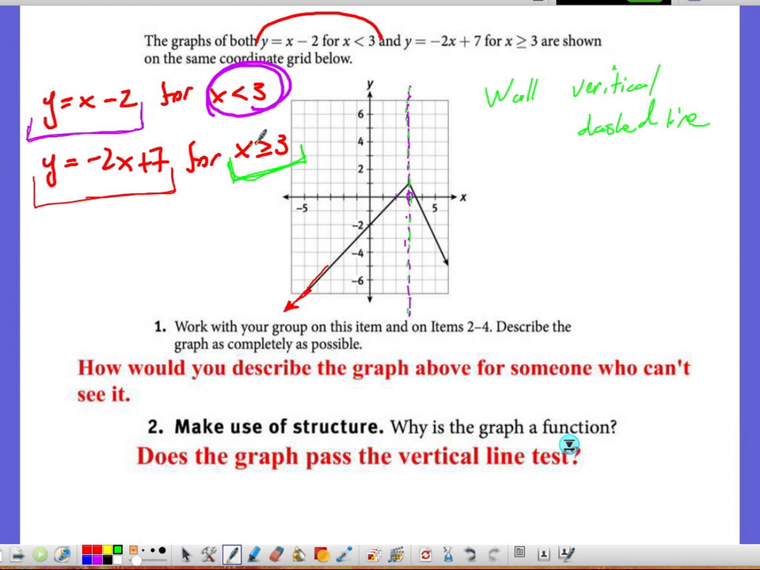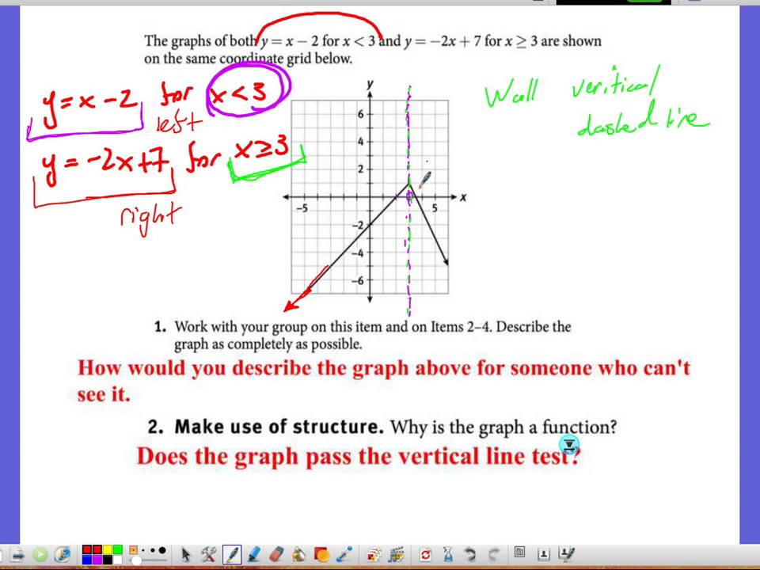But what this tells us is if we're going to shade on the left or the right side of the wall. So for x is greater than or equal to 3, that means I'm going to shade for numbers greater than or equal to 3, which is 4, 5, 6. That means I'm going to shade on the right side. So this is going to be shaded on the right. This is going to be shaded on the left.